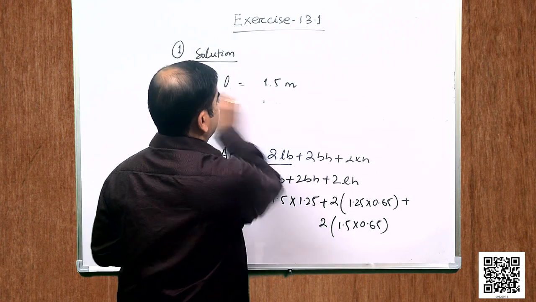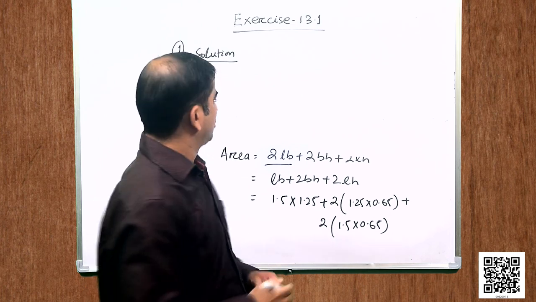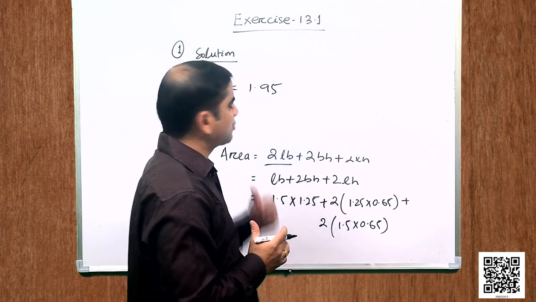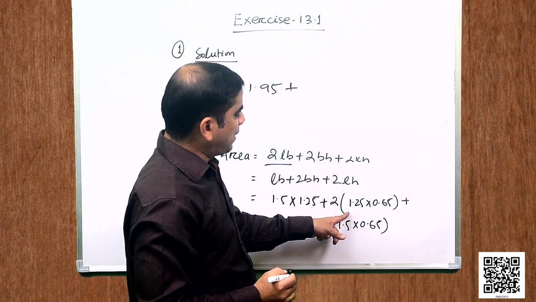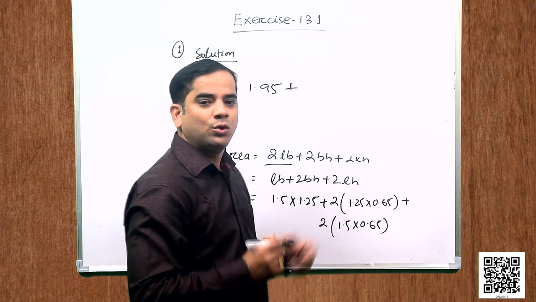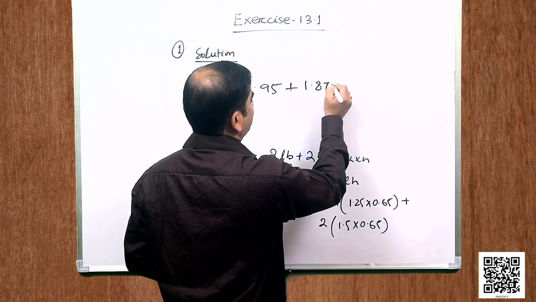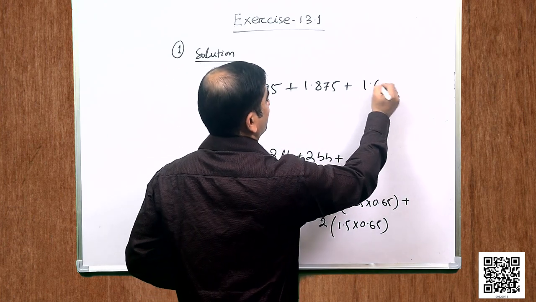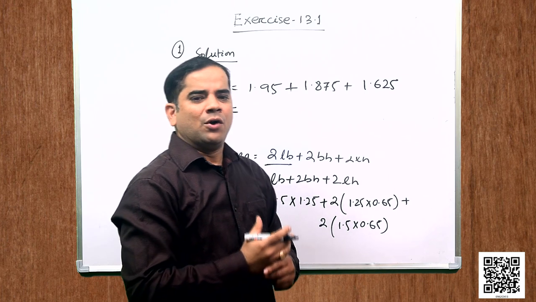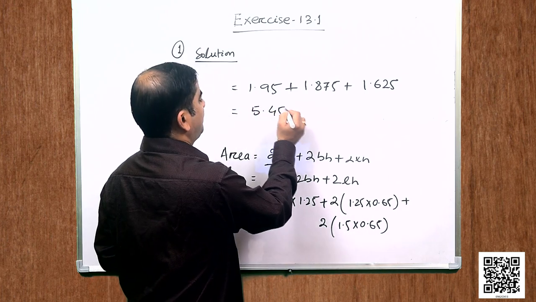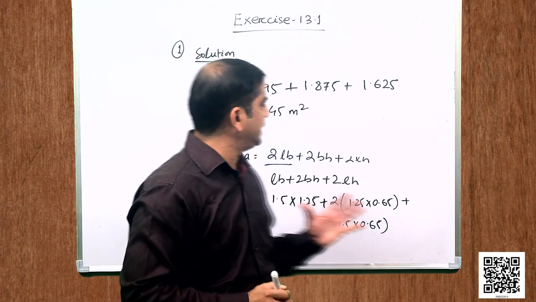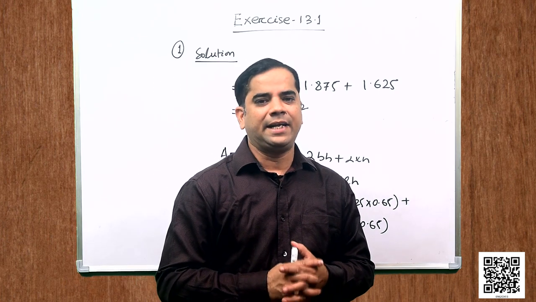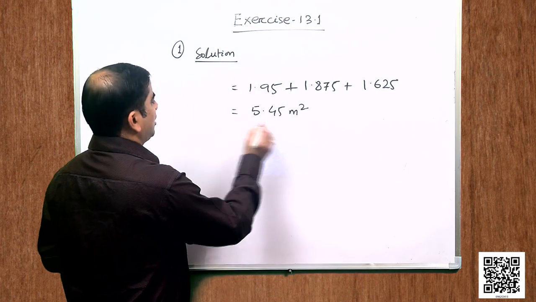Fine. So, when we calculate this, you can do the calculation by yourself. After calculating, it comes to 1.5 into 1.25 gives us 1.875, plus 1.25 into 0.65 whole into 2, that gives us 1.625, plus 1.5 into 0.65 into 2, it gives us 1.95. So, when we add, we get 5.45 meter square. This is the area, that means the surface area of the box excluding the top, because it is open.